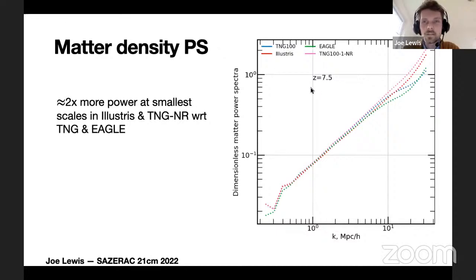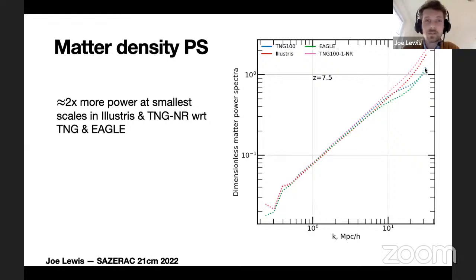And there's actually an extra curve in here, which is called TNG 100 1NR. And so this is a special run with the same setup as TNG, but in which cooling, star formation, and feedback were actually turned off. So basically you have gas and dark matter subjected to gravity, and that's it.